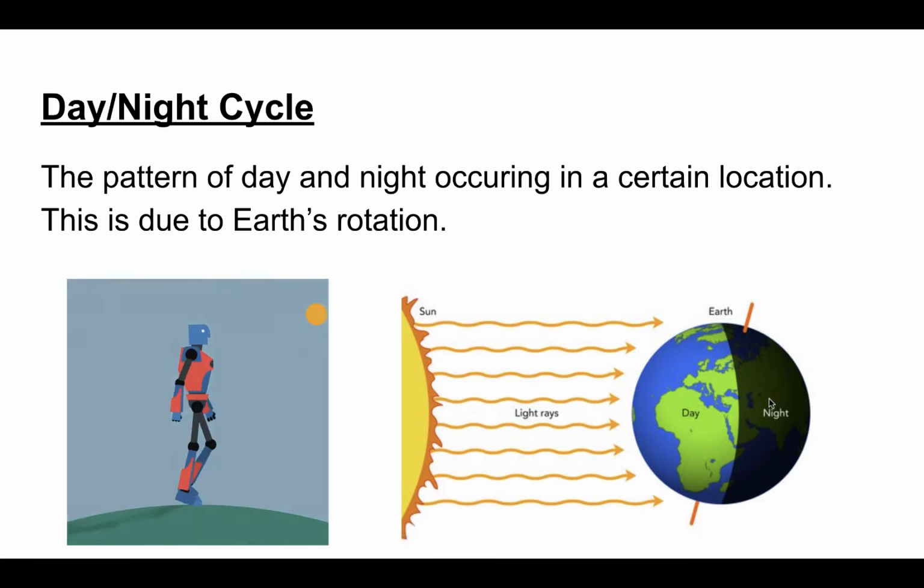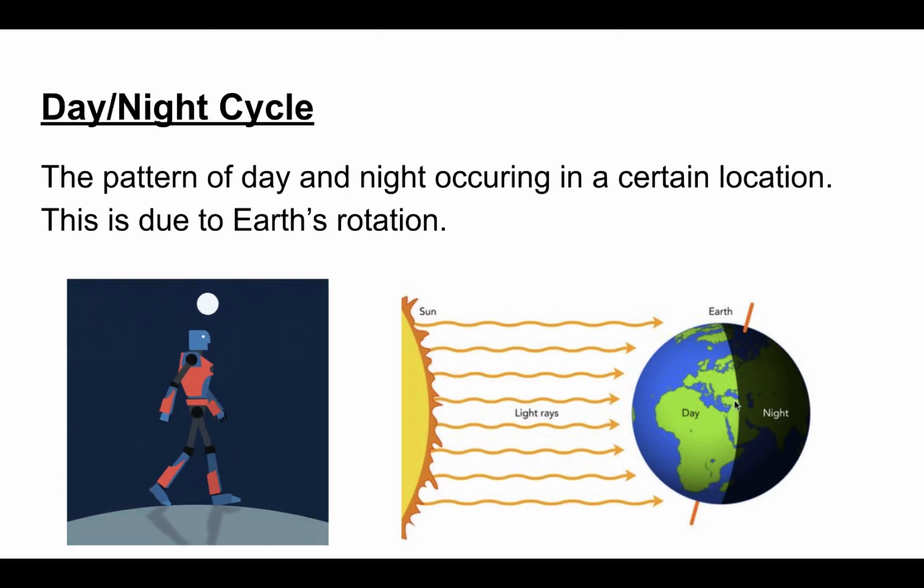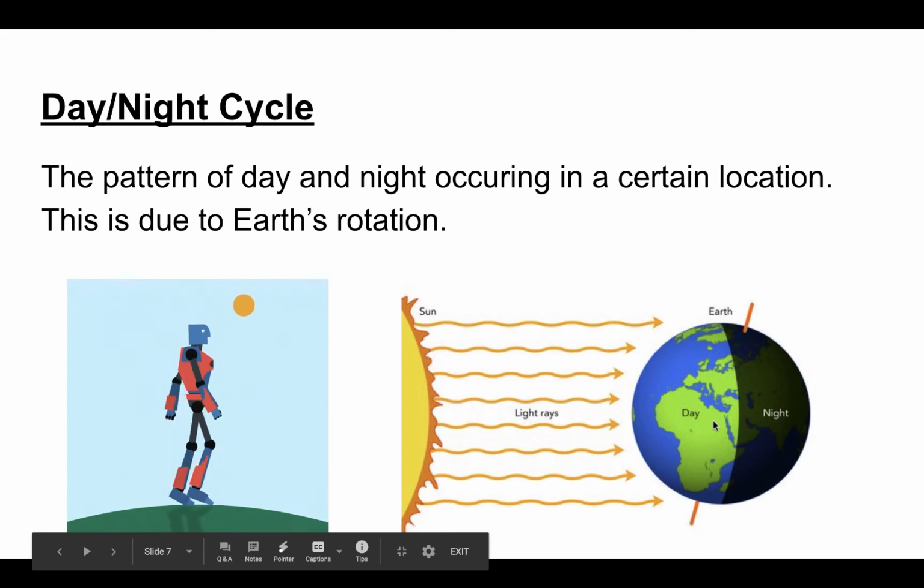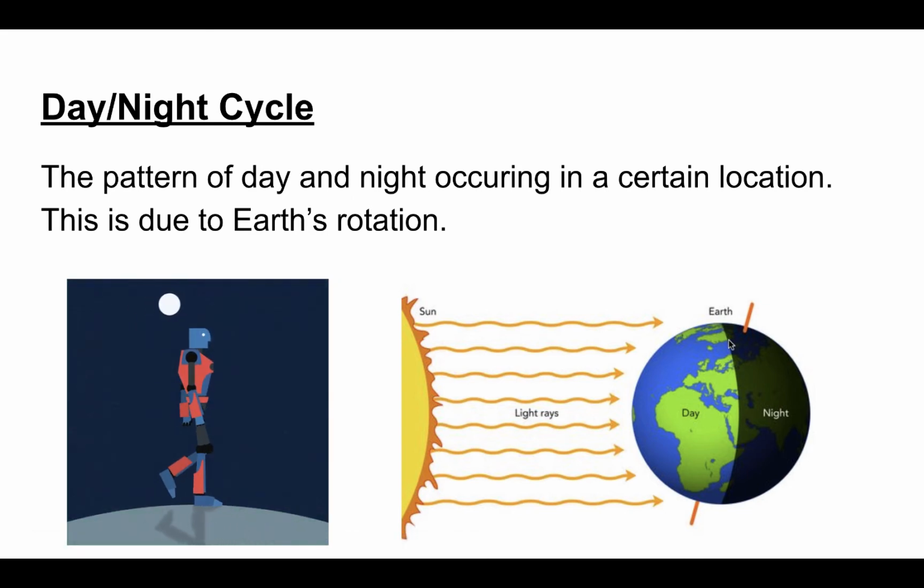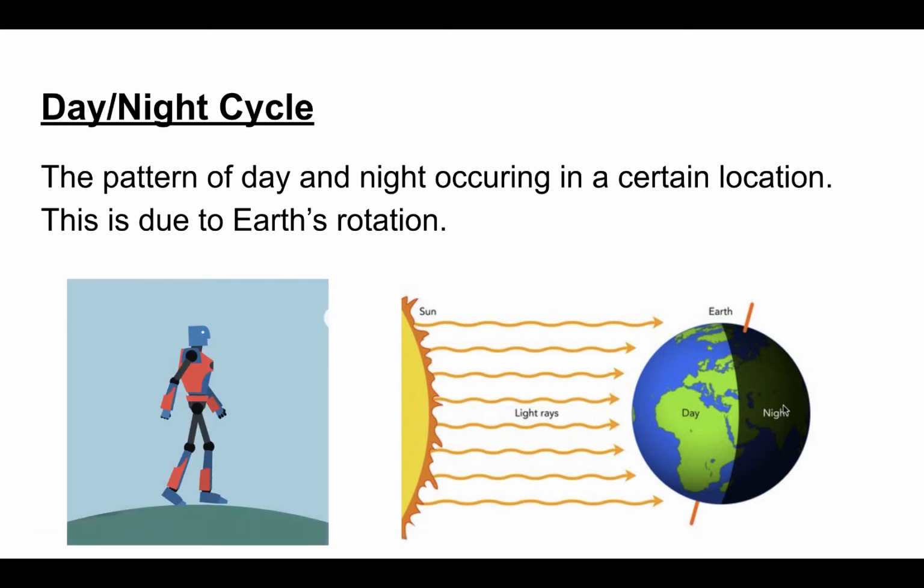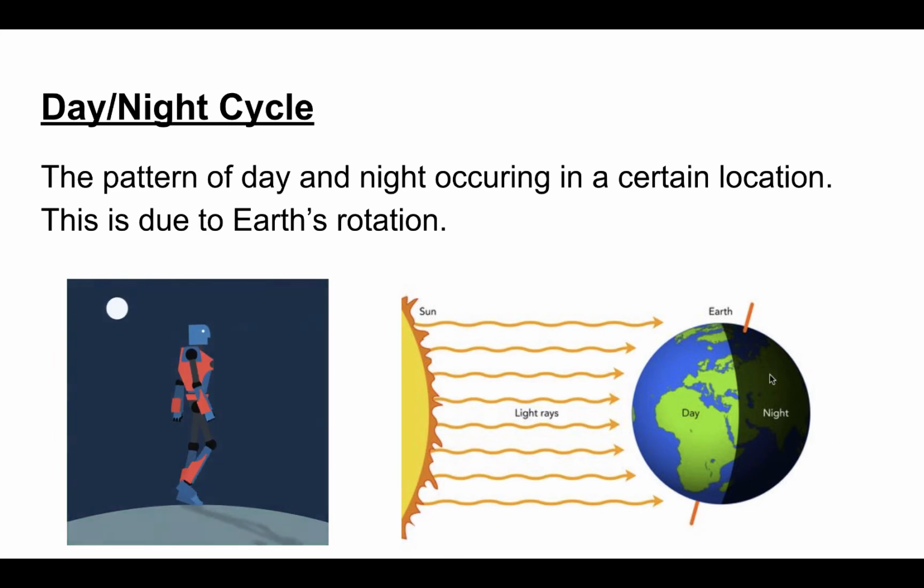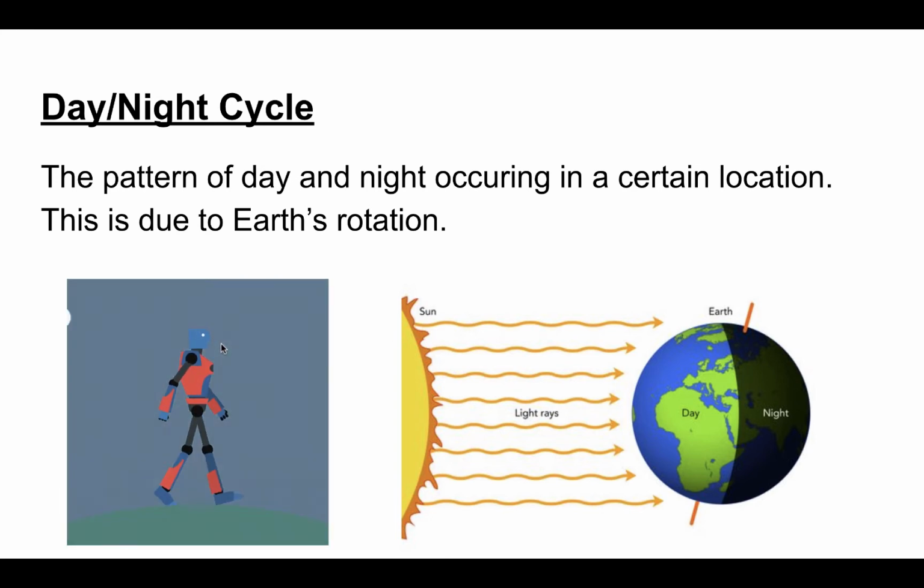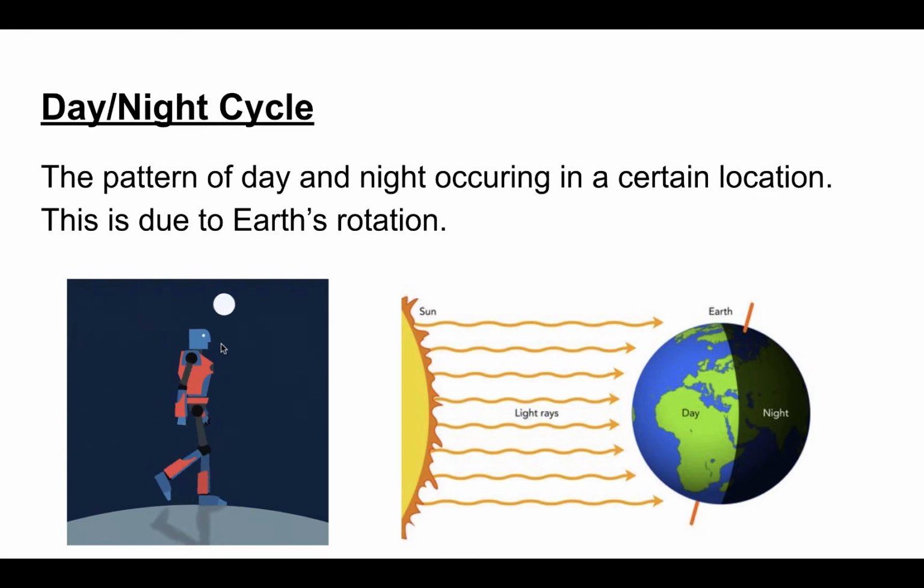Now, luckily, the Earth rotates. Otherwise, only one half of the planet would get daytime all day long, and the other half would get nighttime forever. But we spin and rotate. And because we rotate, we get to experience both day and night. And every 24 hours, we get daytime again. We've done one complete rotation.